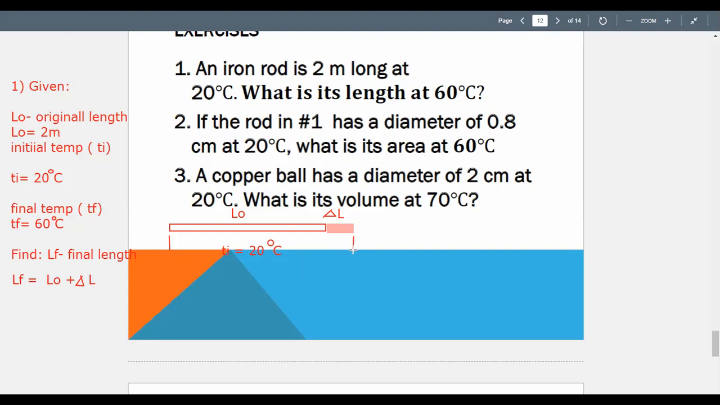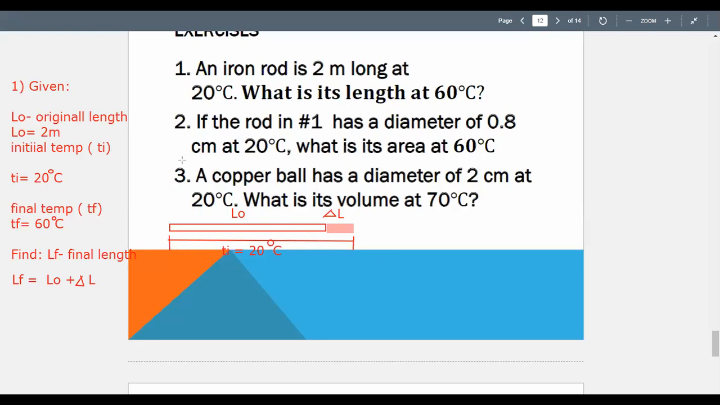And this whole thing we will now call L sub F. Amo na ning bag-o nga length. New length. So this is true whenever we add the original length plus the change in length.